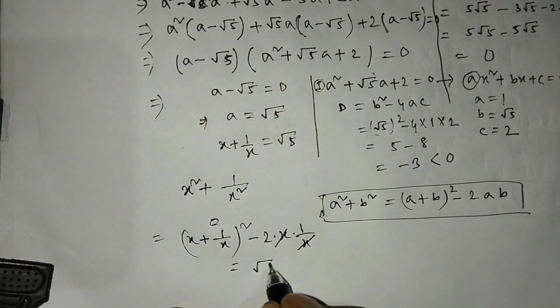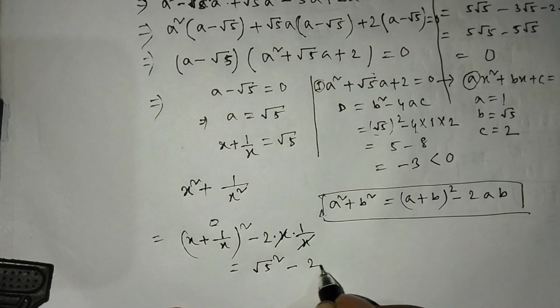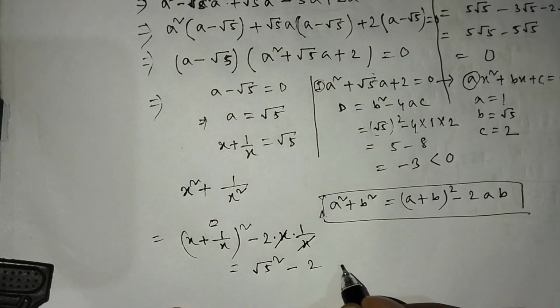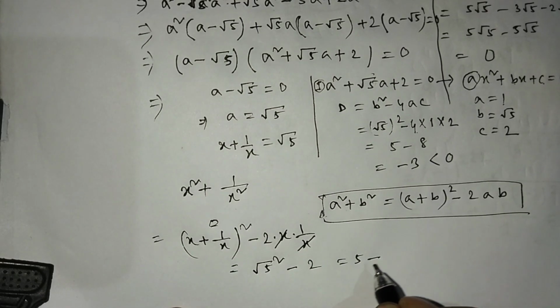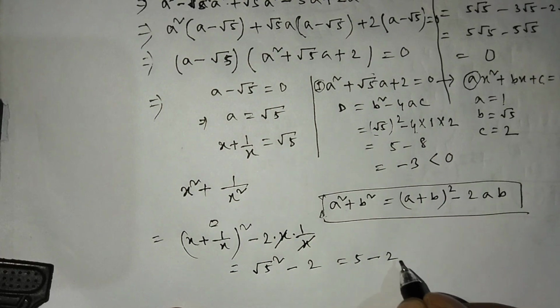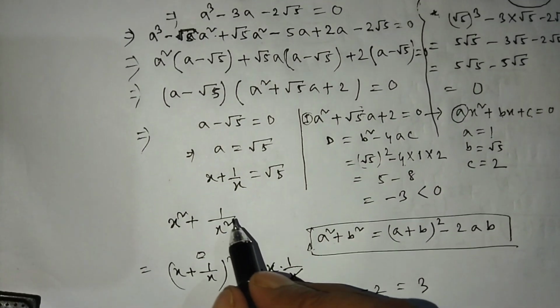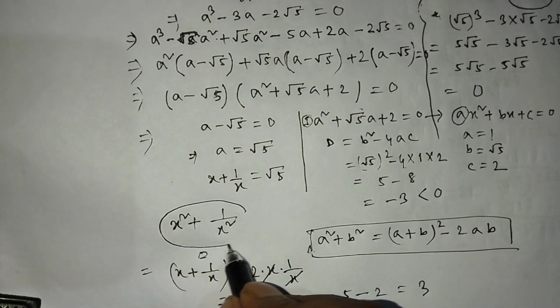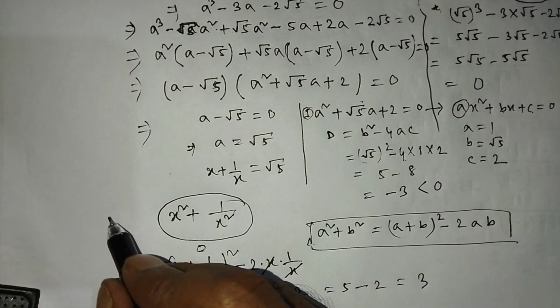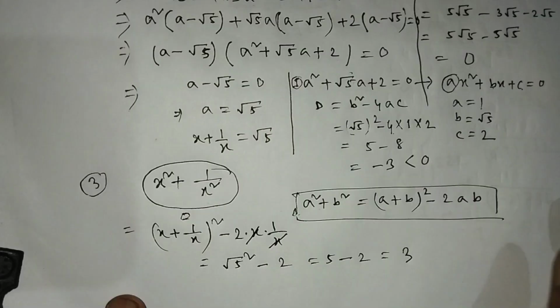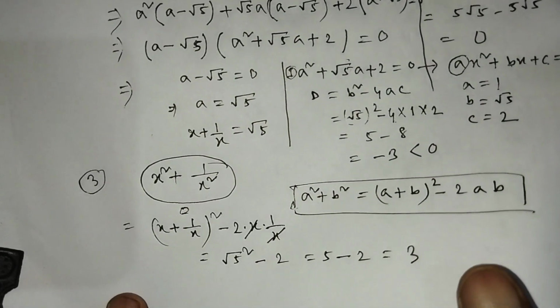So that means root 5 square minus 2. So square of root 5 is 5 minus 2. So if you subtract 2 from 5, then you get 3. So my dear student, the value of x square plus 1 by x square will be 3. My dear student, our answer is complete.